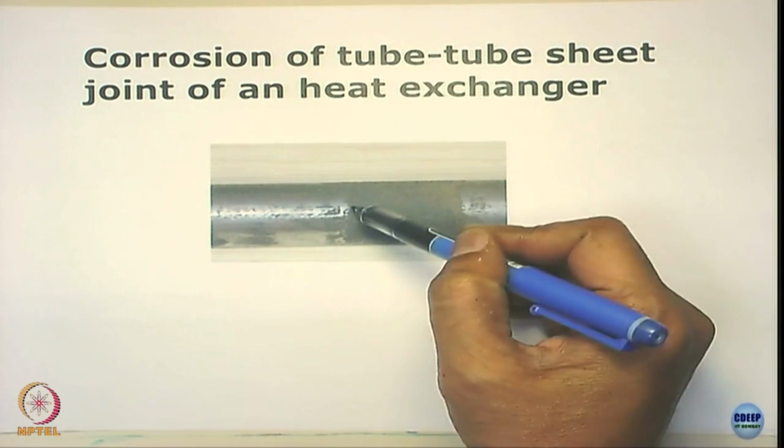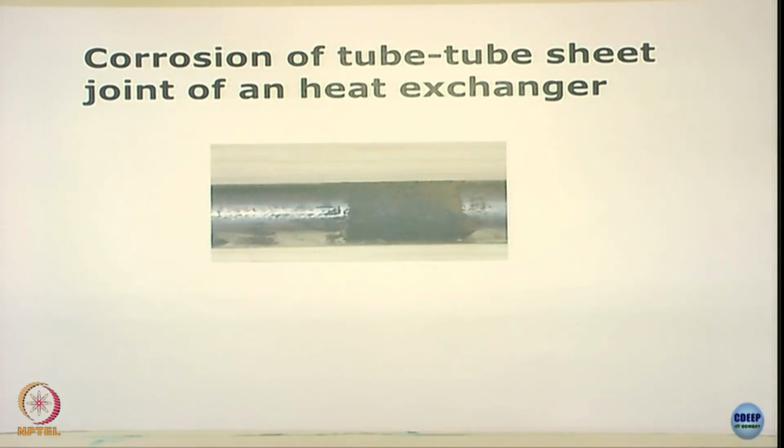Now look at this. Only the place where it is joined is undergoing corrosion. It's a stainless steel. It is used in one of the high pressure heaters in boiler operations, in thermal power plants.